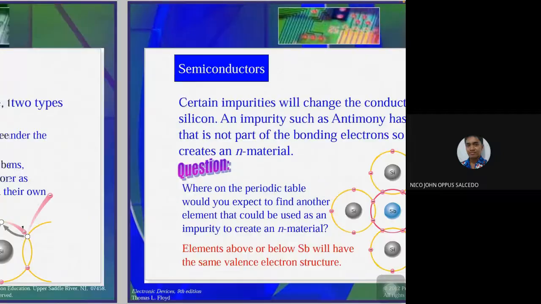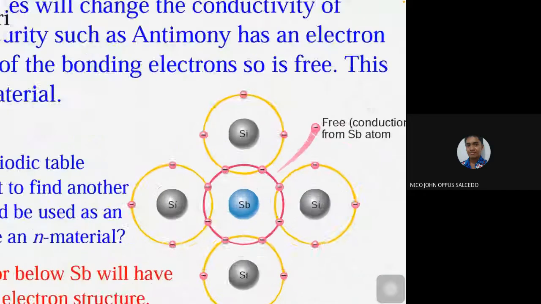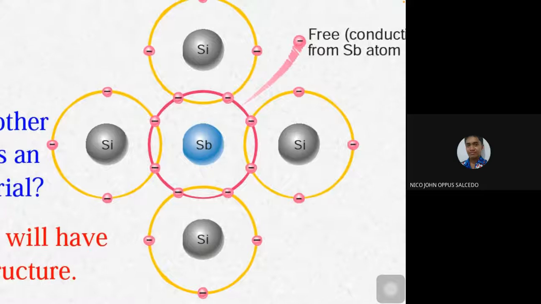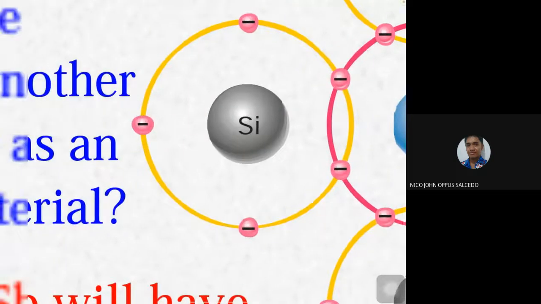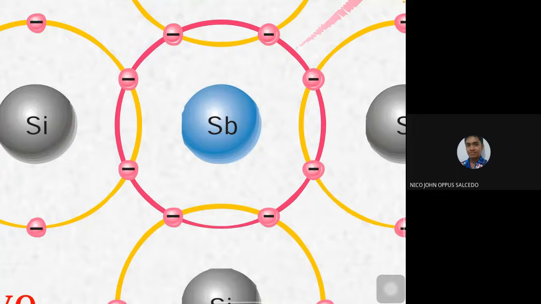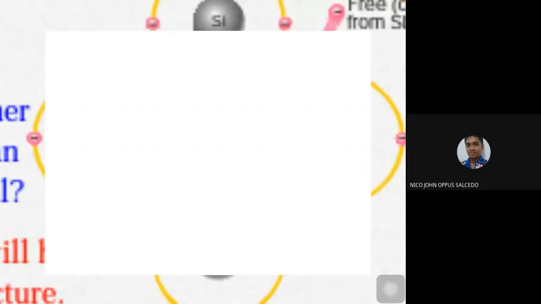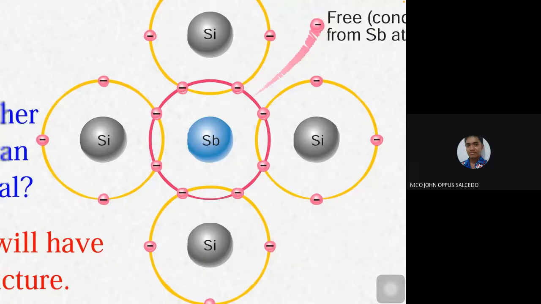Just try to imagine the silicon in the middle. So the silicon has four valence electrons just like this one. But because it has four other neighboring silicons on its bottom, top, right and left, the electrons become paired.